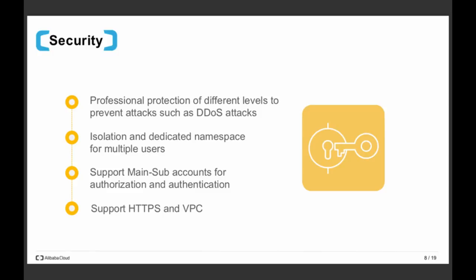It also supports HTTPS and VPC. VPC, the virtual private cloud, is used within the Alibaba Cloud network. So if you already have a VPC running within Alibaba Cloud, you can use this message service across your VPC to communicate between different servers. It also supports HTTPS, which gives an additional layer of security, so you can communicate over HTTPS with a secure SSL layer.